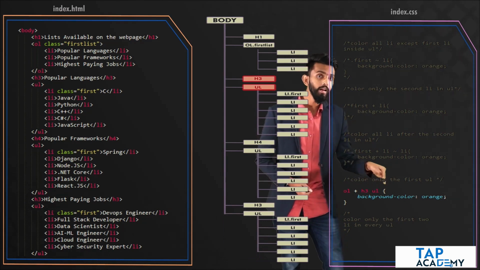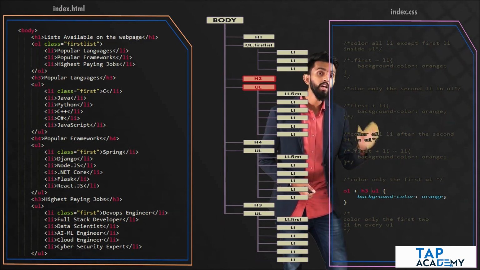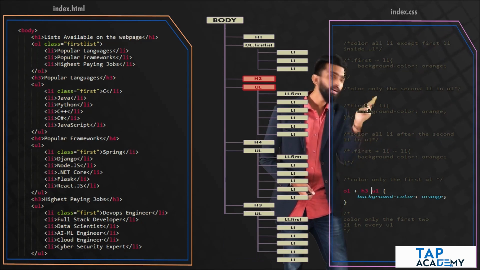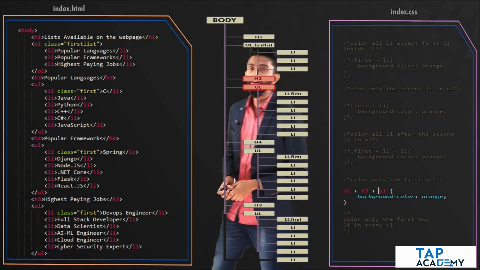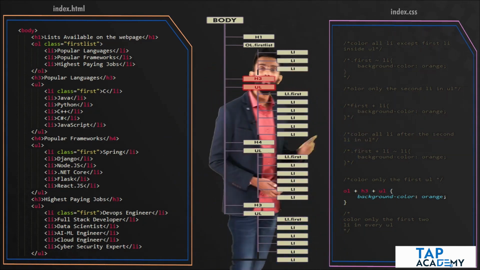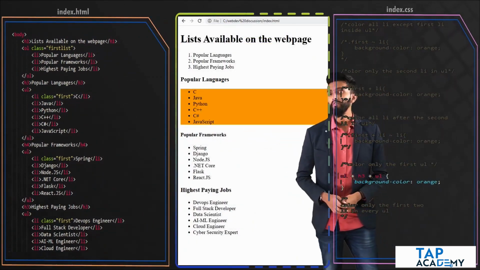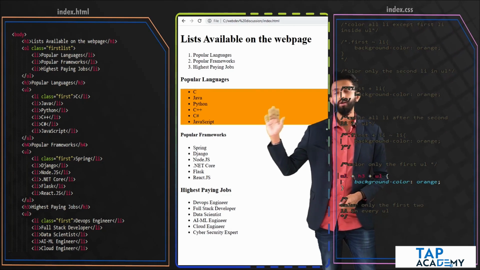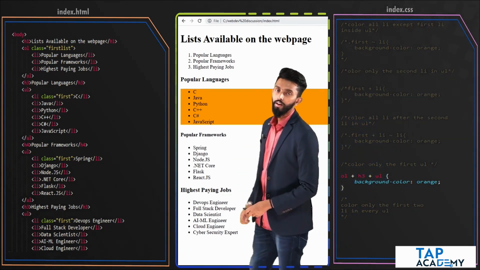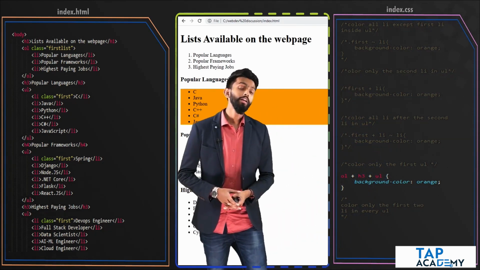But what should be the relationship between H3 and the unordered list? Adjacent sibling. Which means what? Plus. Any confusion till here? Will this work if you ask me? 100% it should work. If I go and refresh, the first unordered list has been selected. Is it easy? Is it difficult?